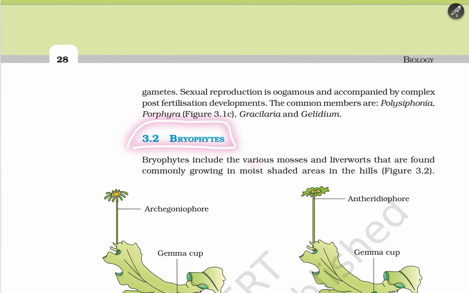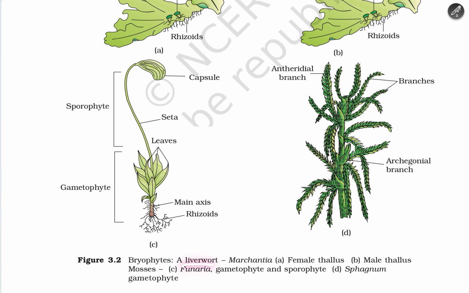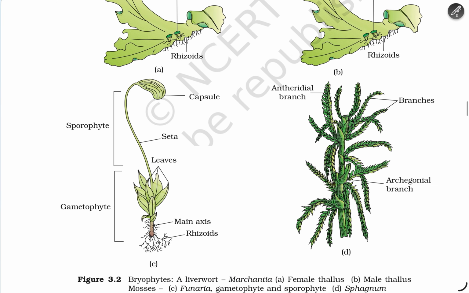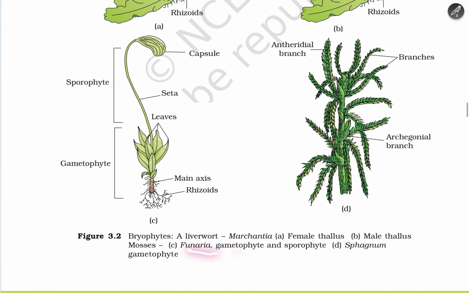Bryophytes. The bryophytes include various mosses and liverworts that are commonly found growing in moist shady areas in the hills. Bryophytes: Marchantia, male thallus and female thallus; mosses such as Funaria, showing gametophytes and sporophytes. Sphagnum, gametophytic stage. In Funaria, we have the sporophyte, gametophyte, capsule, seta, leaves, main axis and rhizoids. In Sphagnum, we have antheridial branches, and archegonial branches are present over here.